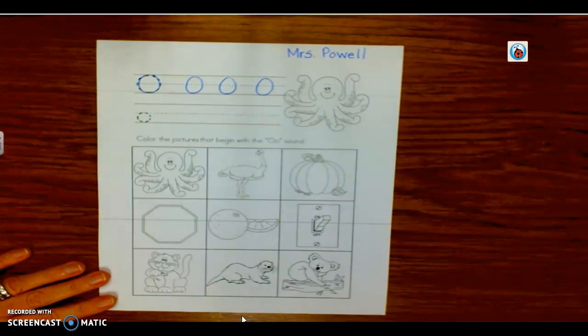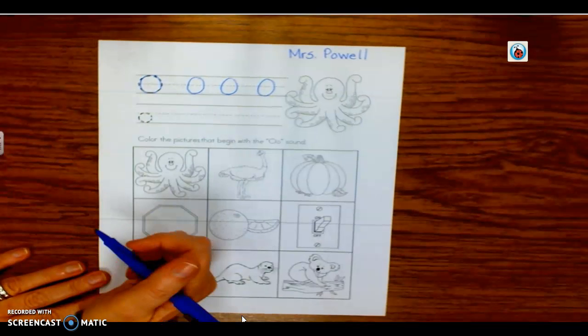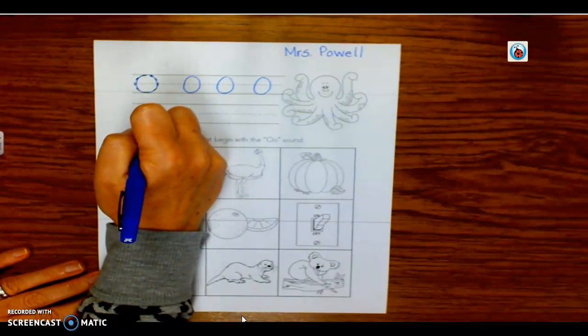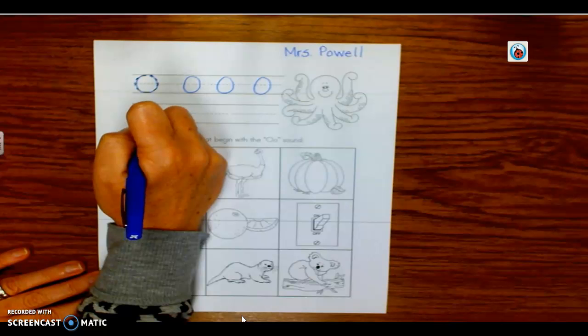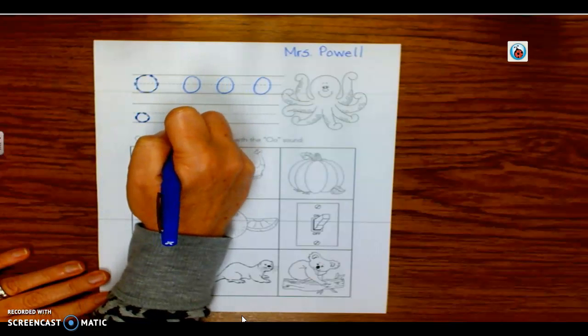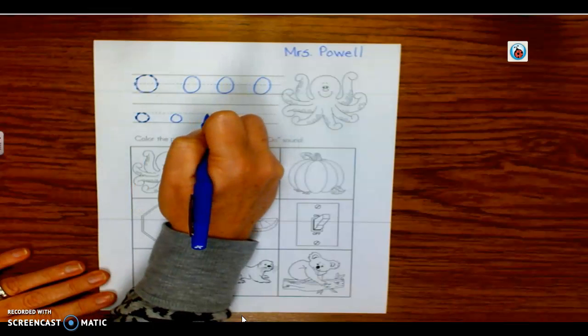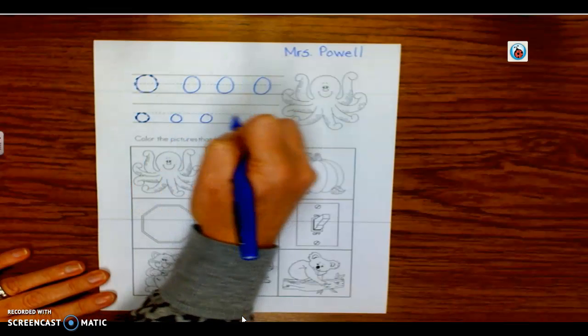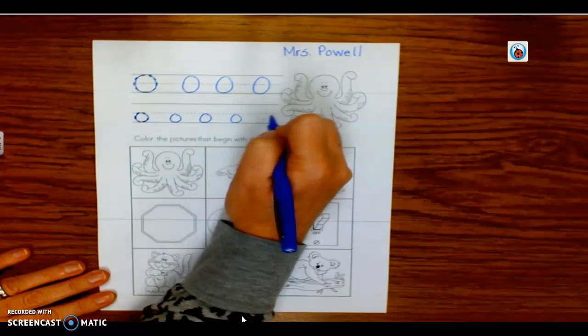All right, lowercase o is exactly the same way, but it is a short letter. It's going to start at the dotted line. So put your pencil on the dotted line. Curve it down and around and close it. Lowercase o.